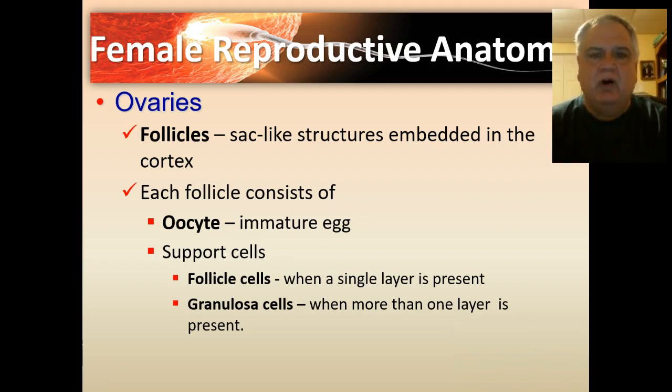But as the follicles develop, as we'll see as we move along here, and they mature, the follicle cells will divide and begin to form several layers. When several layers of follicle cells are present in the follicle, they're no longer referred to as follicle or follicular cells. They are now referred to as granulosa cells.